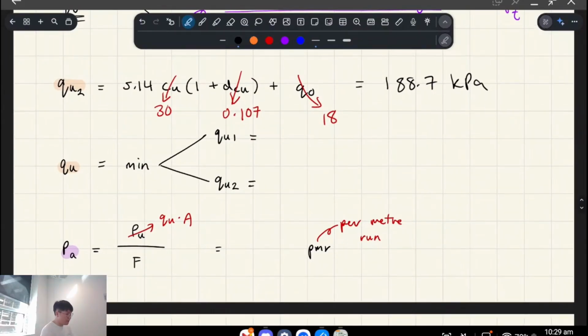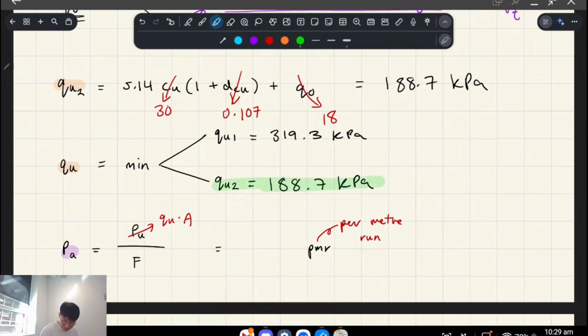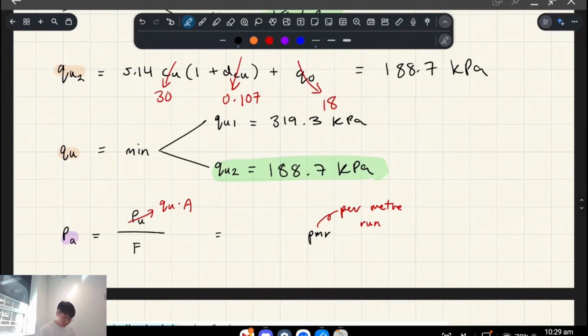All right. So next, we just compare these two numbers. So this was our ultimate bearing capacity for drained analysis, and this was our ultimate bearing capacity for undrained analysis, right? And we're going to take the minimum. So the minimum's the one which is going to fail first. So we can see that the limiting bearing capacity is the undrained analysis case. Okay. So we plug that in to this formula.